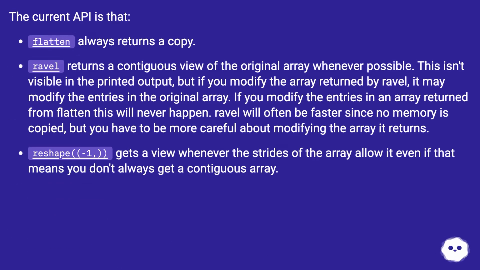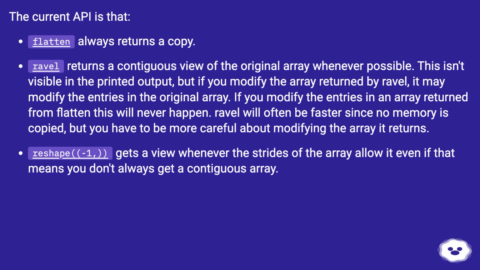The current API is that Flatten always returns a copy. Ravel returns a contiguous view of the original array whenever possible. This isn't visible in the printed output, but if you modify the array returned by Ravel, it may modify the entries in the original array. If you modify the entries in an array returned from Flatten, this will never happen.